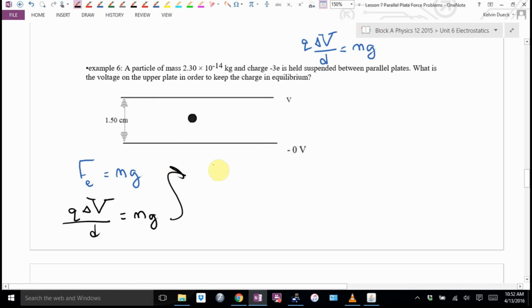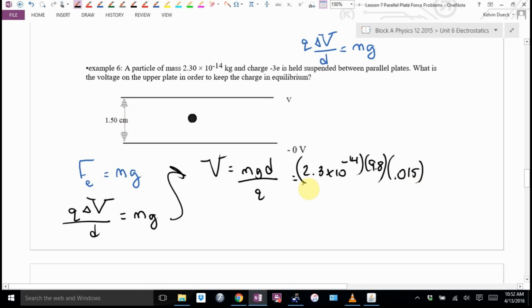So Cade, you said the voltage is going to be mgd over Q? I agree. M, this time they told me the mass, 2.3 times 10 to the negative 14. Yay! G, 9.8. D, 0.015. Q, 3 electrons. 3 times 1.6 times 10 to the negative 19.